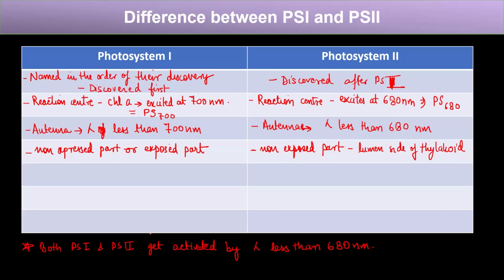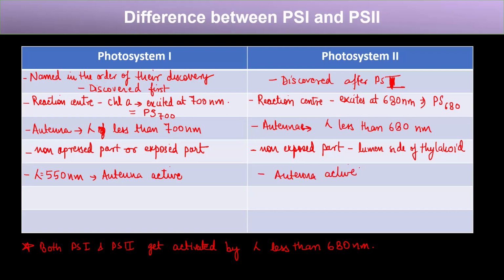So this is the important point. Now, suppose you give a condition where lambda is 550 nm. If you give a wavelength of light of 550 nm, then what part of photosystem 1 and what part of photosystem 2 will be activated? So at 550 nm, you have the antenna. The antenna will be activated, right? Because the antenna will be activated at 700 or slightly less than that. But at 550 nm, in both the cases, the antenna will be active.